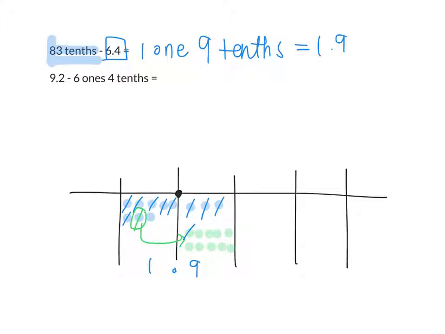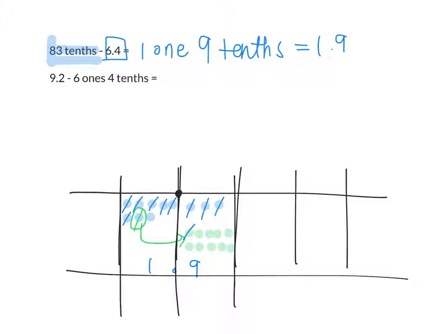It says 9.2 minus 6 ones 4 tenths. So you can continue on your same place value chart like I am. Okay, let's set it up first. What are we starting out with? 9.2. How many ones is that? 9. Okay, 1, 2, 3, 4, 5, 6, 7, 8, 9. And then how many tenths is that? 2. 1, 2.